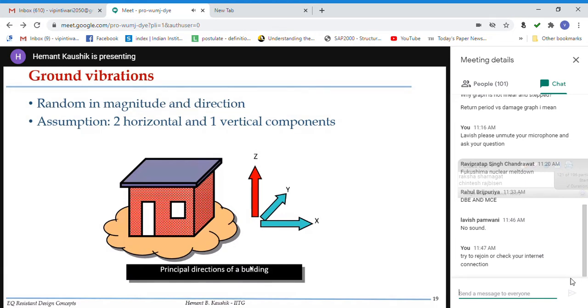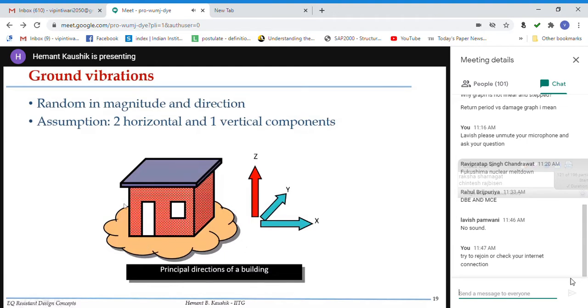So there can be n number of directions in which seismic waves can travel: vertical, horizontal, inclined. But then there is no need to actually design for random directions and random magnitude. So therefore we assume that there are two horizontal shaking directions and one vertical shaking direction. So these are the principal directions of a building, right?